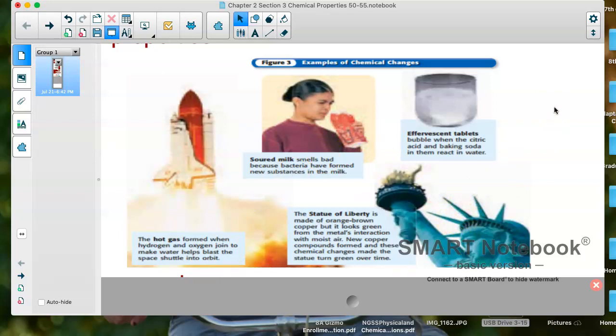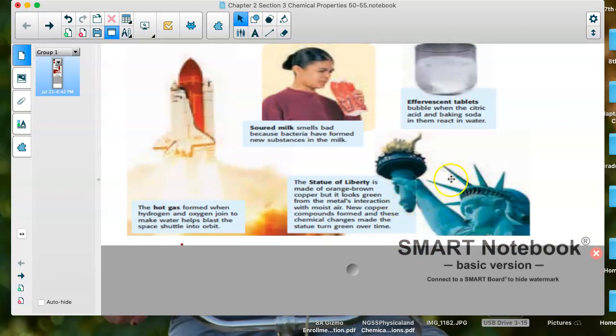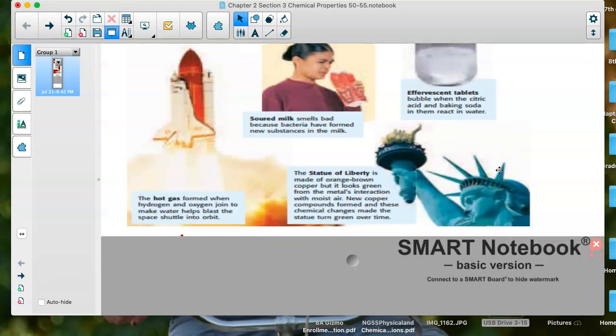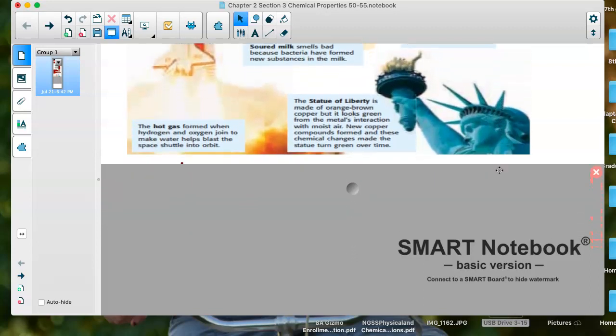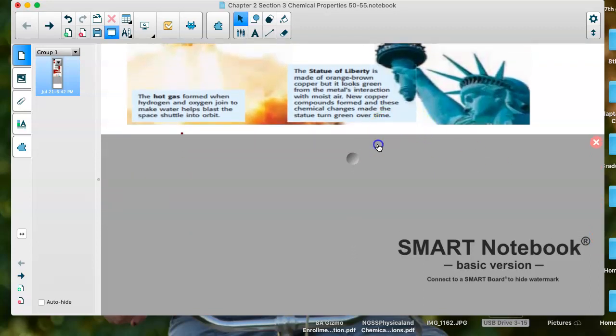And then, it's not the same as what it started, right? It's regular old milk and then these bacteria change it. Chemical reaction. Effervescent tablets that you might take when you're ill, those are completely different when you end from what you start with. Hot gas formed from hydrogen and oxygen to make the shuttle blast off. The Statue of Liberty, right? She ends up needing to be restored every now and then because she's made of copper, but the elements in the air, the wear and tear of the weather, it starts to make her look green instead of that copper color because of the oxidation with the moist air. And so the chemical changes over time make her green.